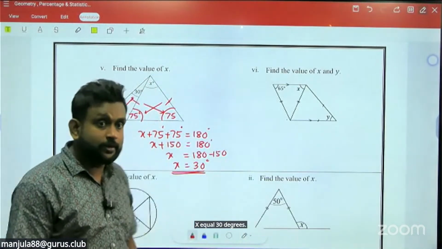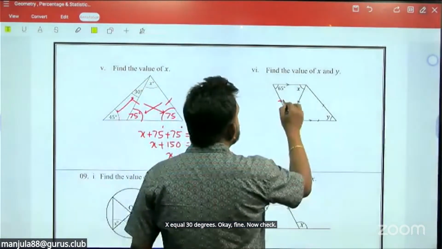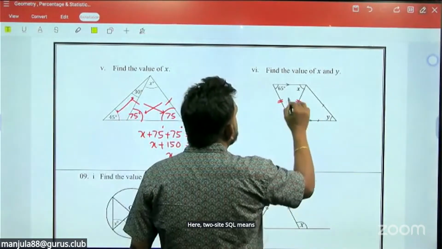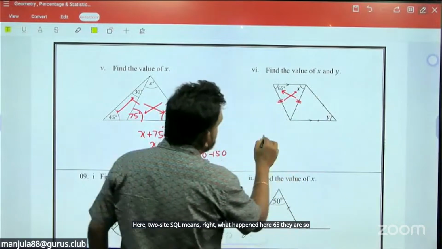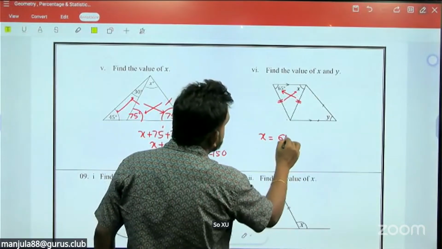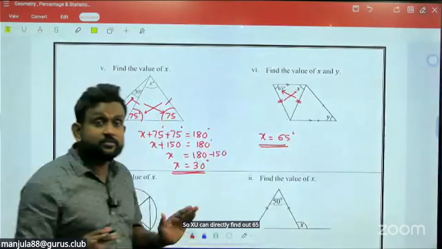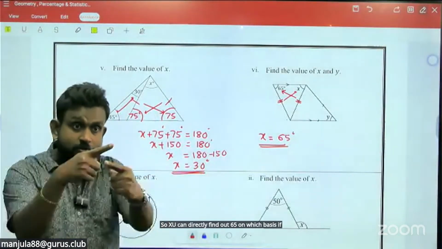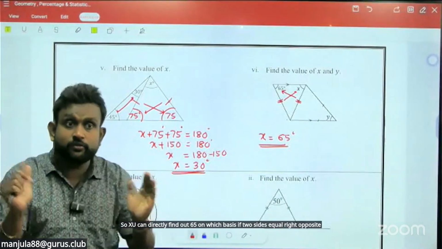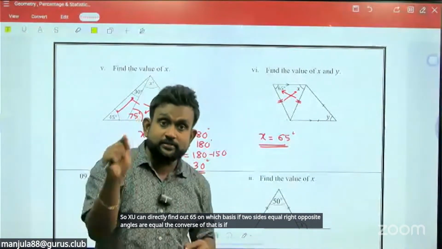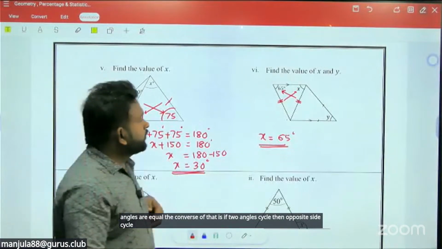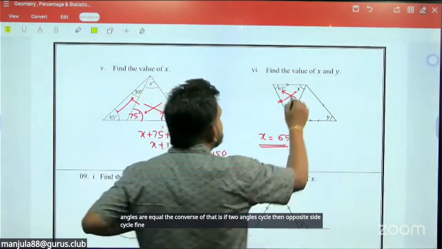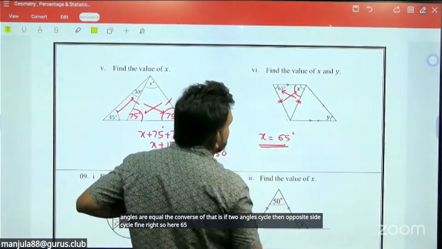Now check. Here two sides are equal. Here 65, so here also 65. So x you can directly find: 65. On which basis? If two sides are equal, opposite angles are equal. The converse of that is, if two angles are equal, then opposite sides are equal. So here 65 degrees.